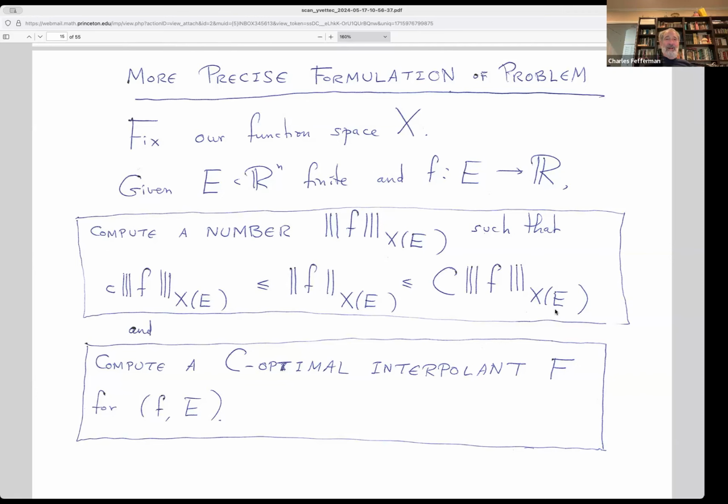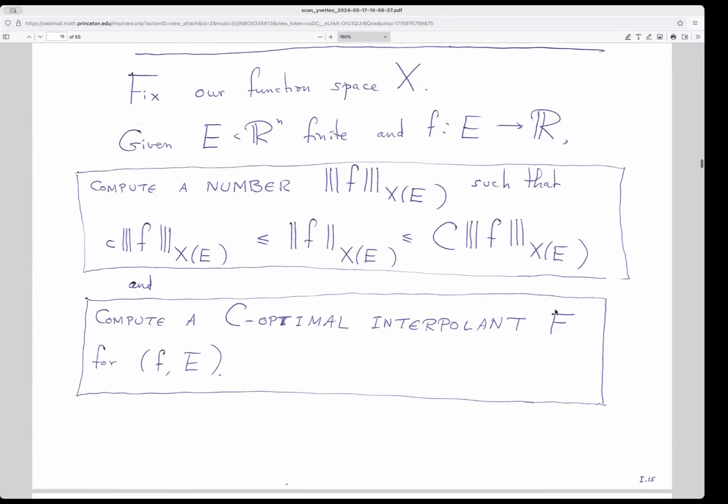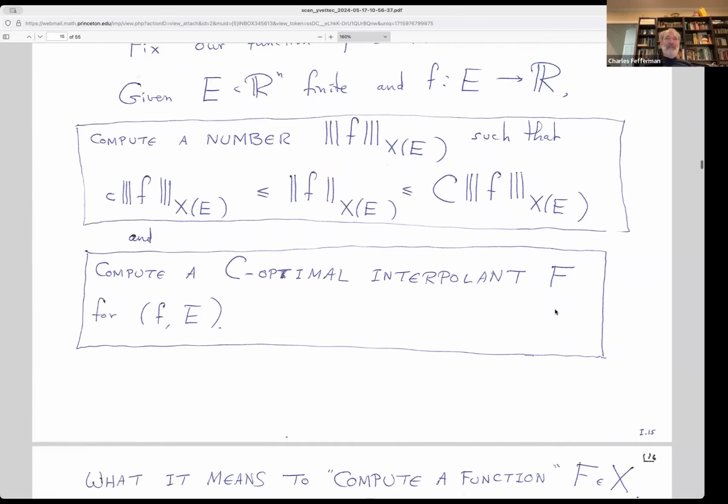And so the bottom of the slide poses the challenge to compute a C-optimal interpolant F, capital F, for a given data set, where capital C is one of these controlled constants. So our interpolant may not be the very best, but it's the best up to some constant multiple. Okay, so that's the problem.